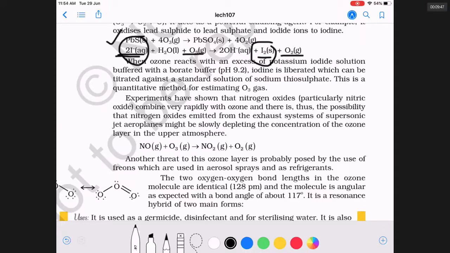This is called estimating ozone. So reaction with potassium iodide is used in the estimation of ozone.